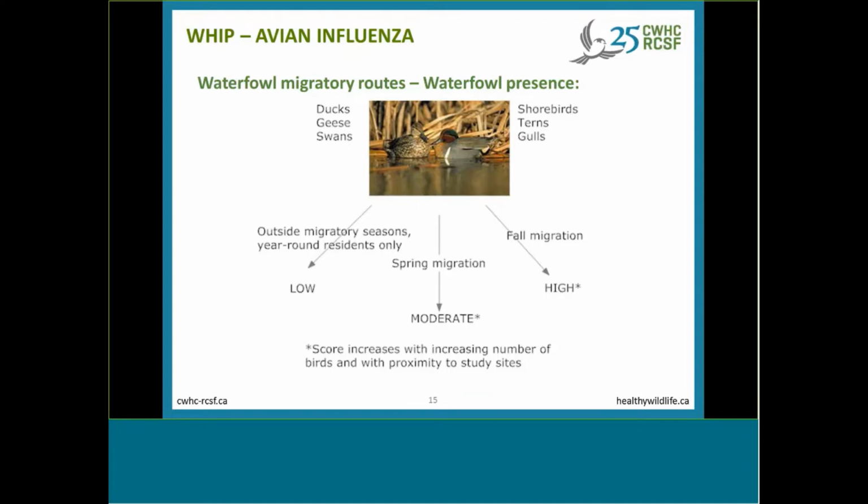The moderate threat was bird presence during the spring migration, and for Alberta, that was defined as March to May, and in British Columbia, February to April. The high threat level was during the fall migration. In Alberta, that was August to November, and in British Columbia, September to December. And fall migration is considered a higher threat period than spring migration because of the presence of immature birds who are known to be reservoirs for the virus and a source of transmission.